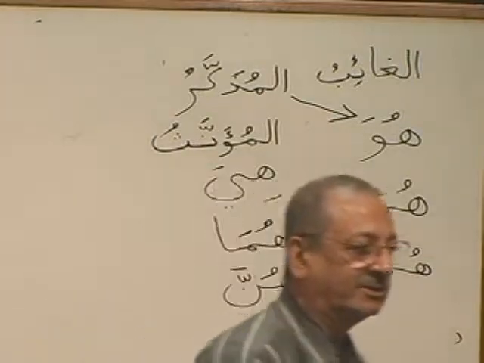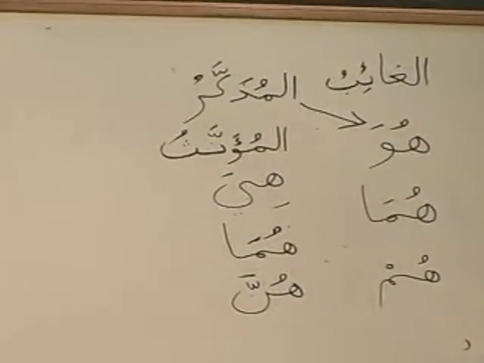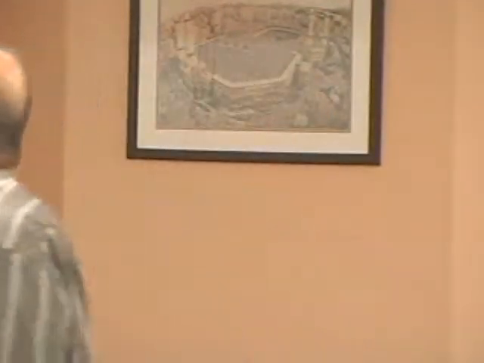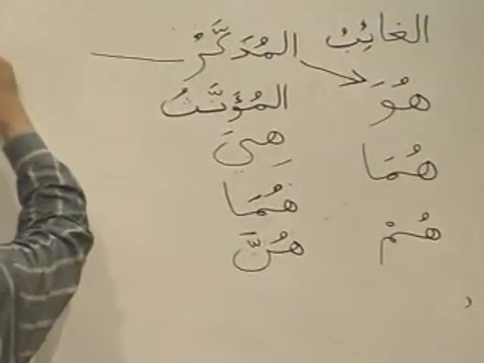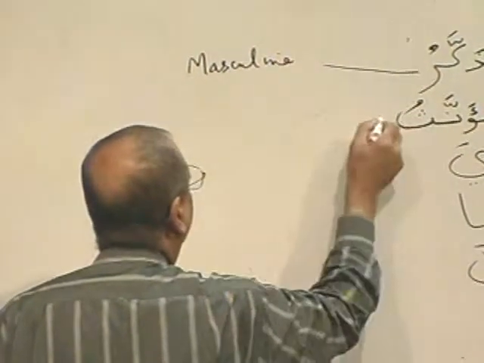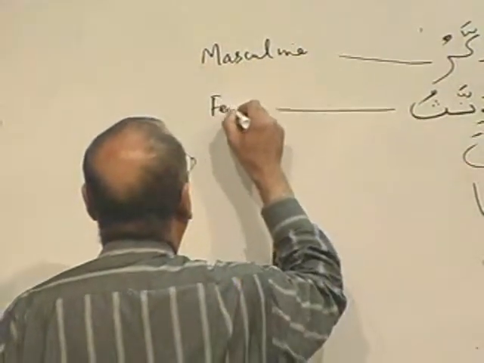Are you with me, brothers and sisters? It is hunna. So what is the difference between mudhakkar and mu'annath? Mu'annath is feminine. This is masculine, and this is feminine.